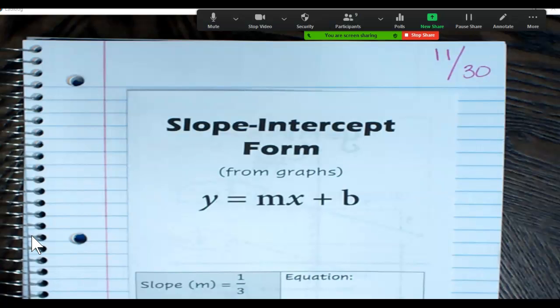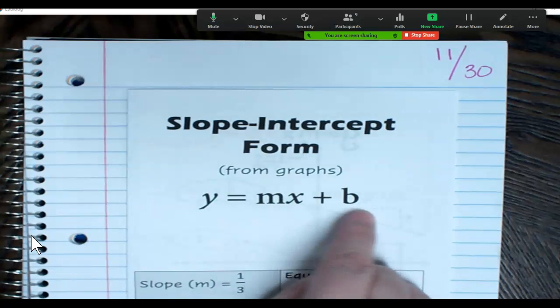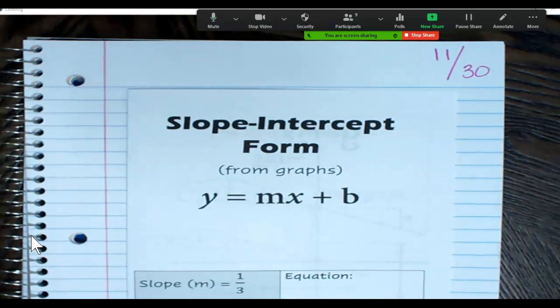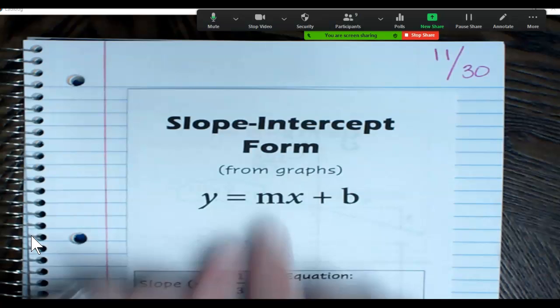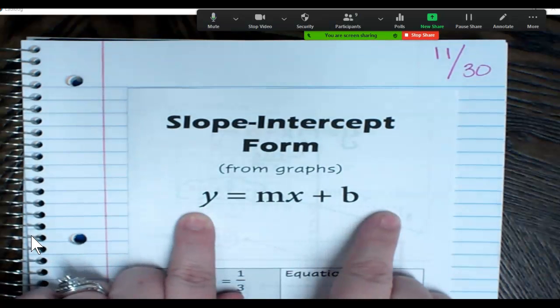Okay, so if you look right here, y equals mx plus b. That is an equation that is written in slope-intercept form. This equation right here is what we call like a parent equation. It's kind of like an equation template or an equation format. When we write our equation, it's going to follow this same format.